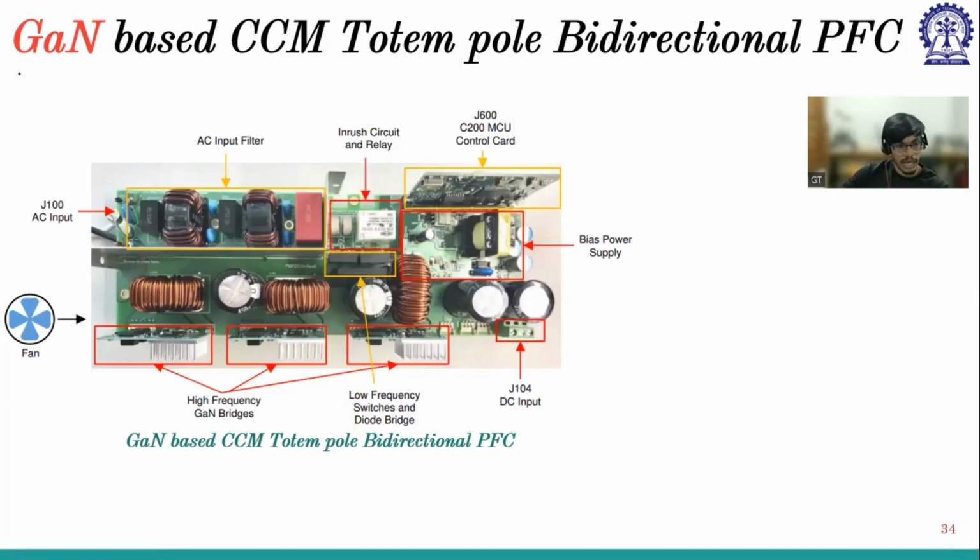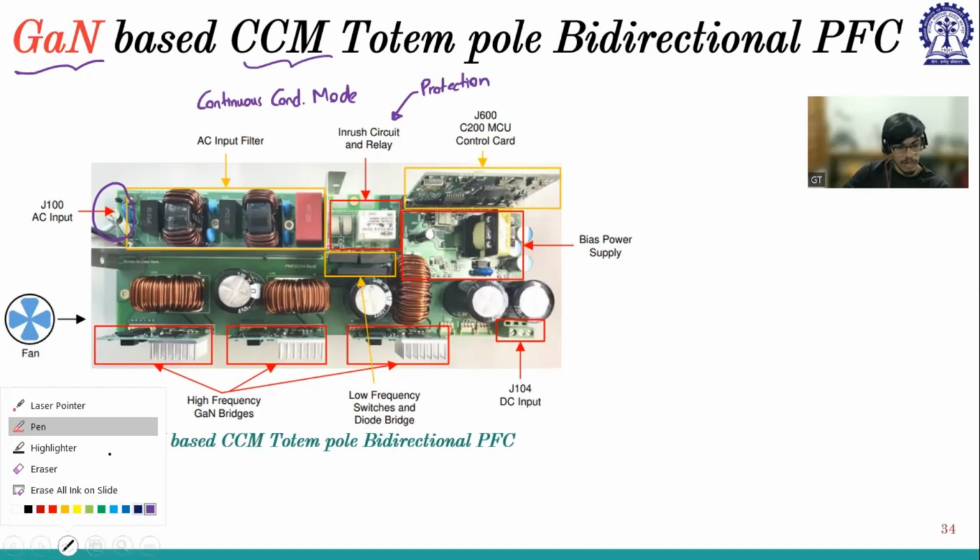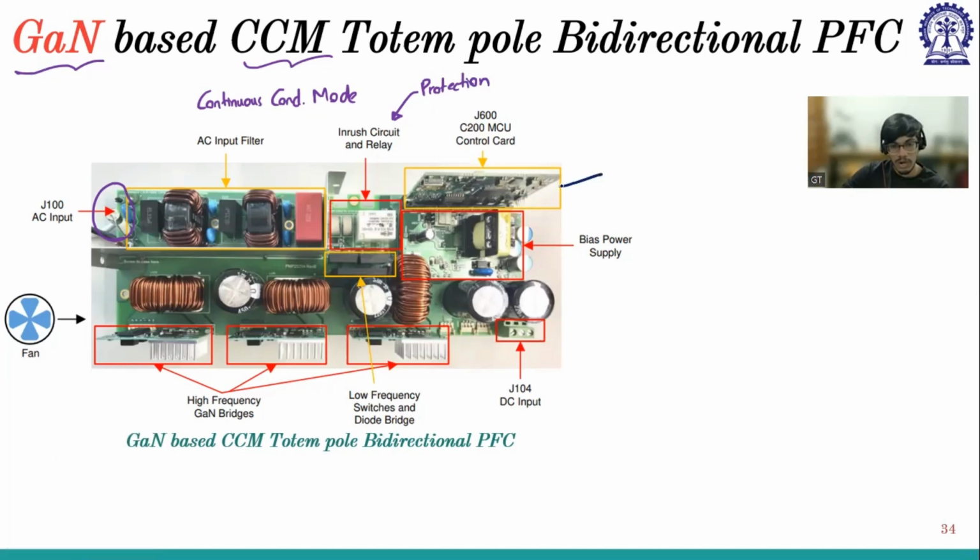This is GaN based. They have used GaN, continuous conduction mode, totem pole bidirectional PFC. They have the input over here, and this is the input AC filter. This is the inrush current and relay circuit, so this is again protection. If there is any high current, it will be triggered and it will turn on the working of the converter. And this is the control card we are talking about.